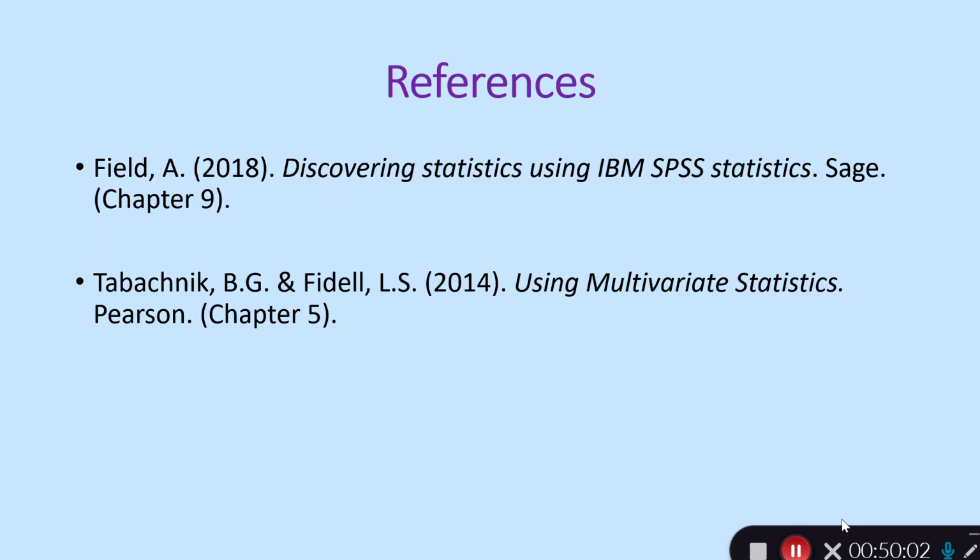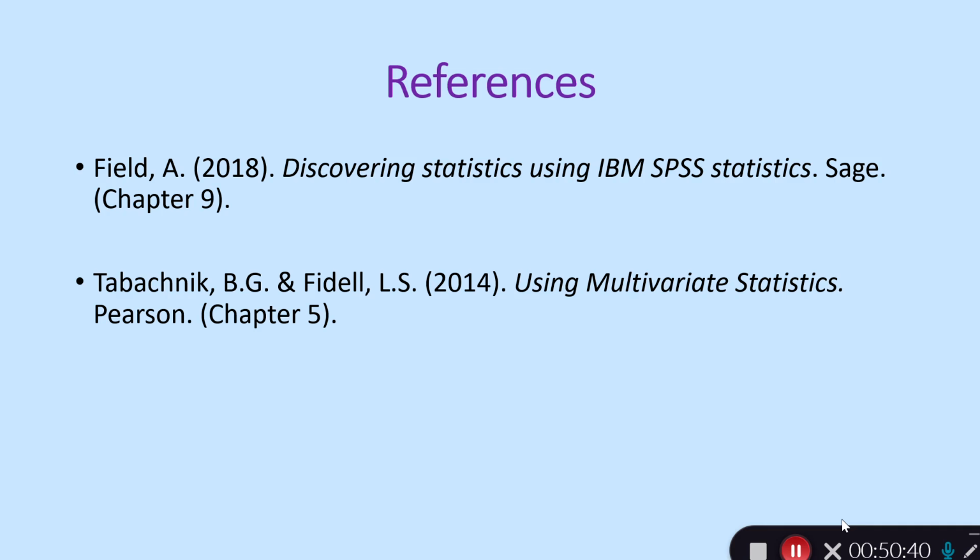Okay, so the references for this particular lecture on multiple regression are, if you look at the most recent version of the Andy Field textbook, chapter 9 covers regression generally, starts off with linear regression, then goes on to consider multiple regression. The second one on there is the Tabachnick and Fidell textbook. It's shown as 2014 on here. I think the most recent edition was 2014. It's called Using Multivariate Statistics. It's an excellent textbook, and it's chapter 5 in the 2014 edition.